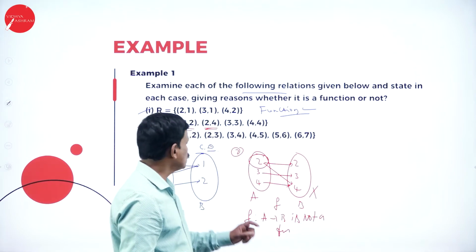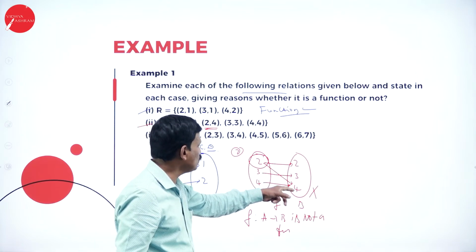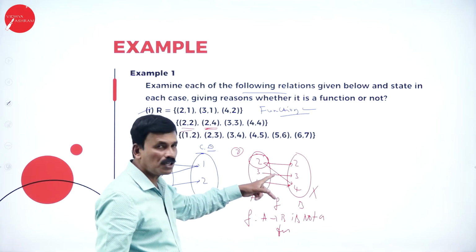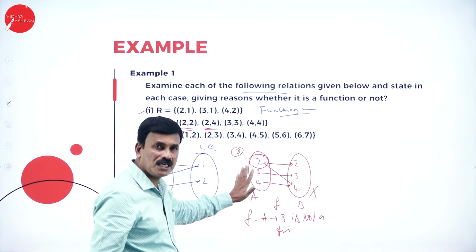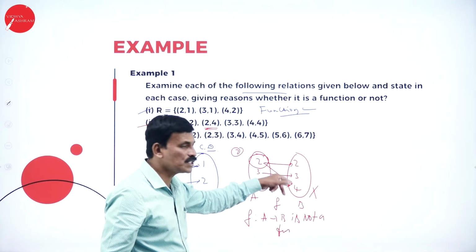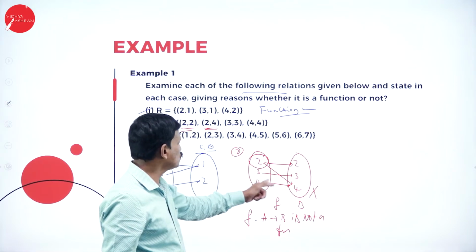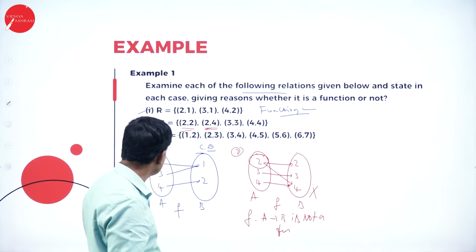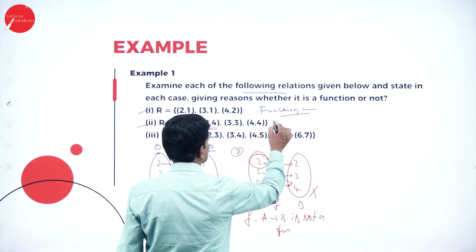That means the element 2 has 2 images, namely 2 and 4. There should not be 2 images like this. The element 2 of the set A has 2 images, 2 and 4. Therefore, this is not a function. 2 to 2 and 2 to 4 is not possible. Now, let us come to the second one. So, this is not a function.